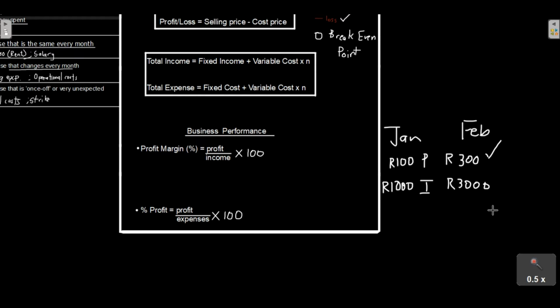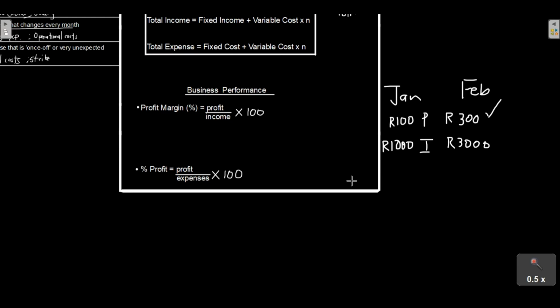But if I were to use the profit margin formula, I would actually realize that this is the same performance. We take the profit divided by income, 100 divided by 1,000, and then multiply by 100. So the profit margin for January will be 0.1 multiplied by 100, which is 10%.